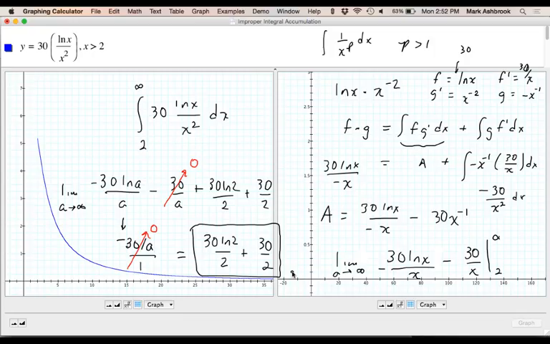Yes, yeah. When we have 30 over a, is that not in the same form as 1 over x to the p? Is it just because a... But 1 over x to the p is the rate function. Oh, okay. That's just one term of the antiderivative. Yeah. 1 over x to the p is just the rate function.